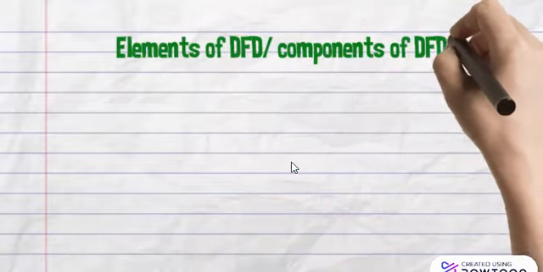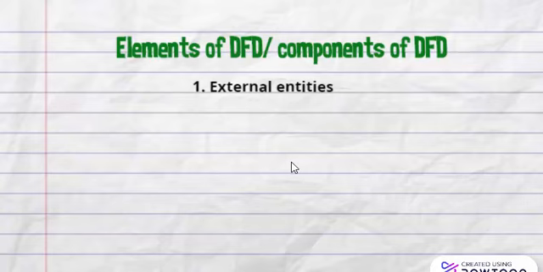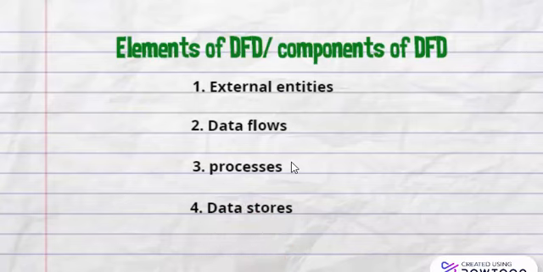Elements of data flow diagram, components of data flow diagram: external entities, data flows, processes, data stores. These are the elements of DFDs. Now we are going to discuss each element of DFD. First, external entities.